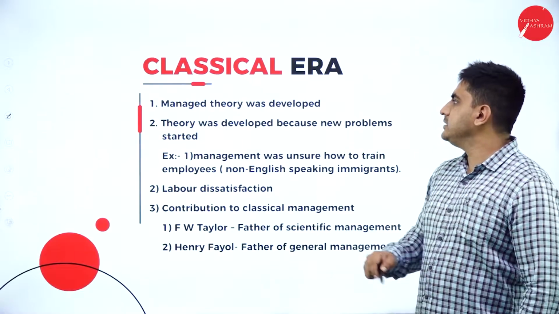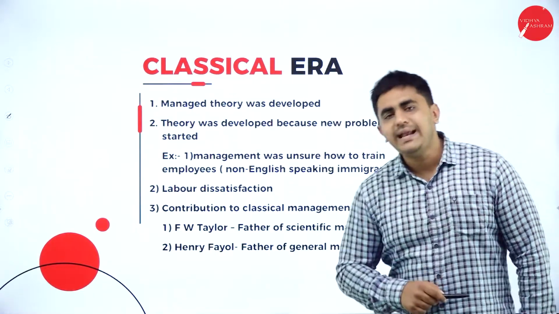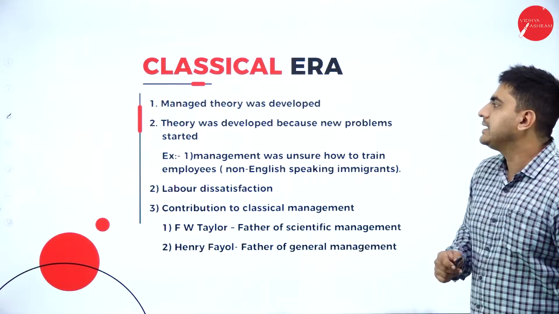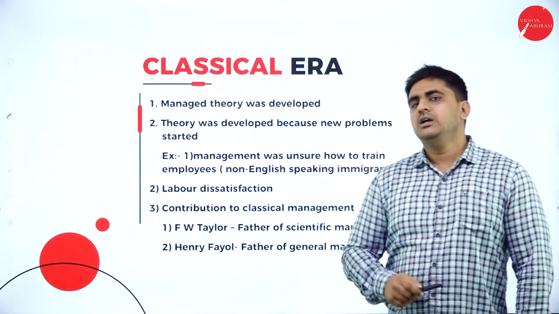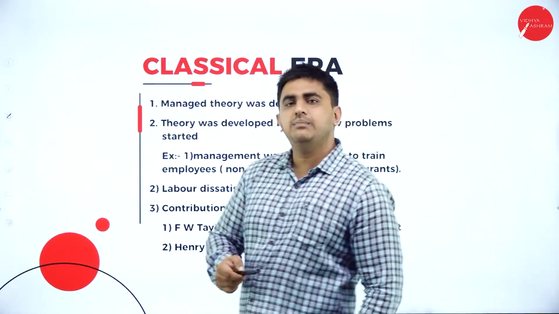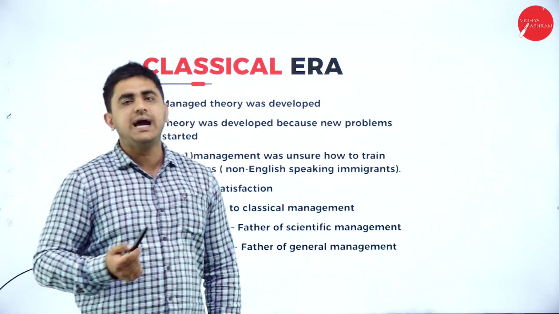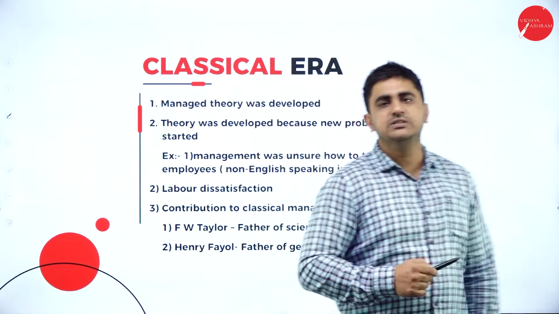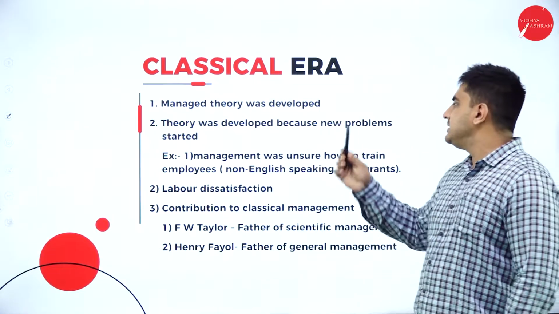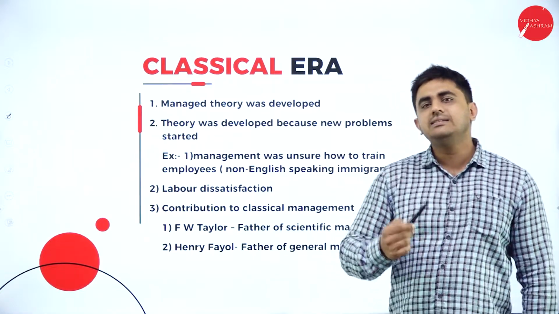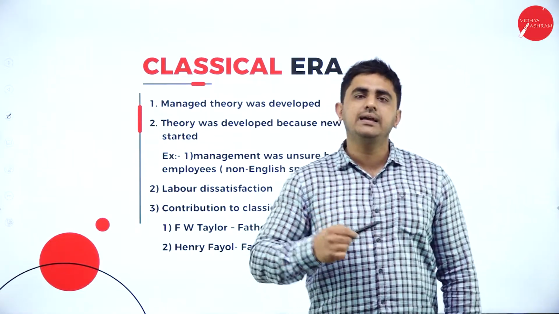So next is your classical era. What happened in the classical era? In the classical era, management theory was developed. Why was management theory developed? Because many problems started to appear in the factory premises. So the management theory was developed because there were certain problems. We will understand what kind of problems arose.